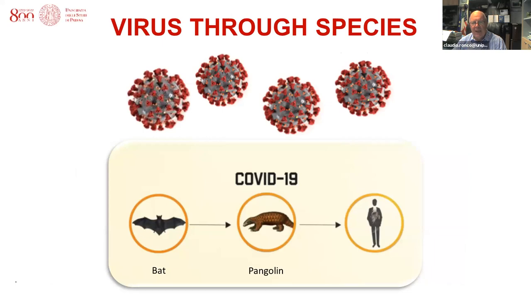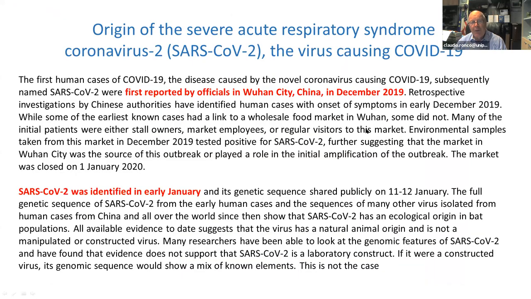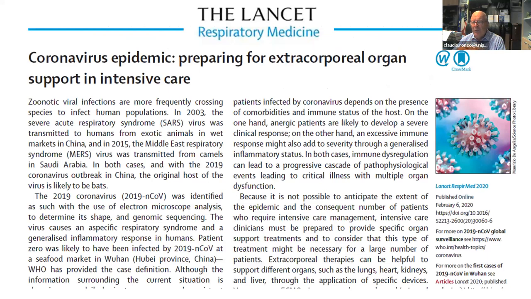With this virus, COVID-19, moving from bats through the pangolin to the human being, we have experienced a completely new story, and the pandemic is still ongoing. It was first reported by officials in Wuhan City in December, and it was then identified early in January, and its genetic sequence was shared publicly at the beginning of January. Already on February 6, as you can see from this slide, I published a paper in Lancet advocating attention for a coronavirus epidemic.